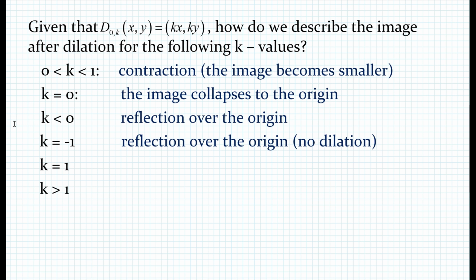Keep in mind that in the previous case, when K is less than 0, we could either have a dilation or no dilation at all, depending on the value. What if K is equal to 1? Well, in this case, the image is equal to the pre-image. And the reason is because there's no dilation and there's no reflection at all.